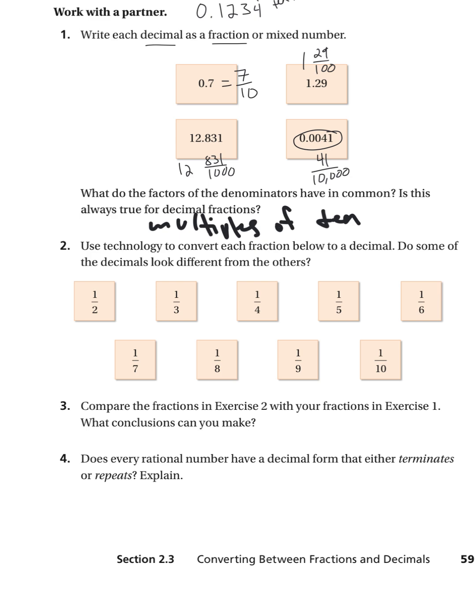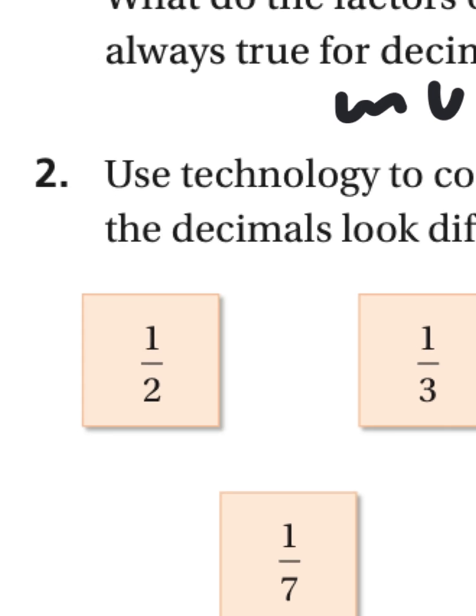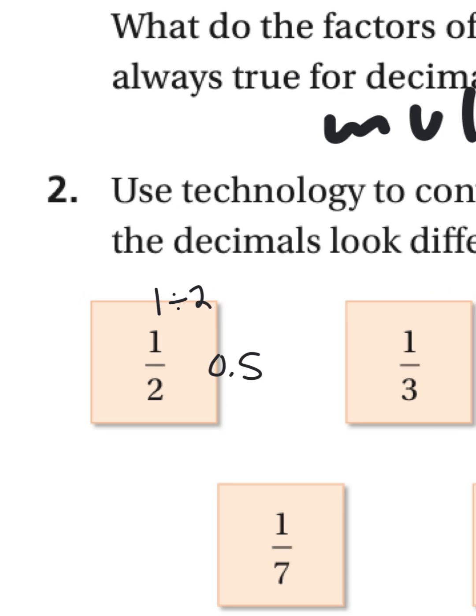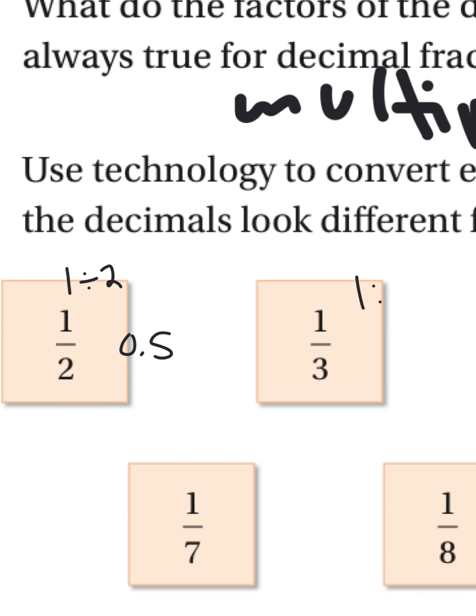Okay, number 2 says use technology to convert each fraction to a decimal. How we're going to use technology is a calculator. Yes, a calculator. This should be the first time you've used a calculator this year. You take the top, the numerator, divided by the bottom. So 1/2, to convert this to a decimal, we're going to do 1 divided by 2. You should get 0.5. Next one, we do 1 divided by 3. You should get 0.3 repeating.